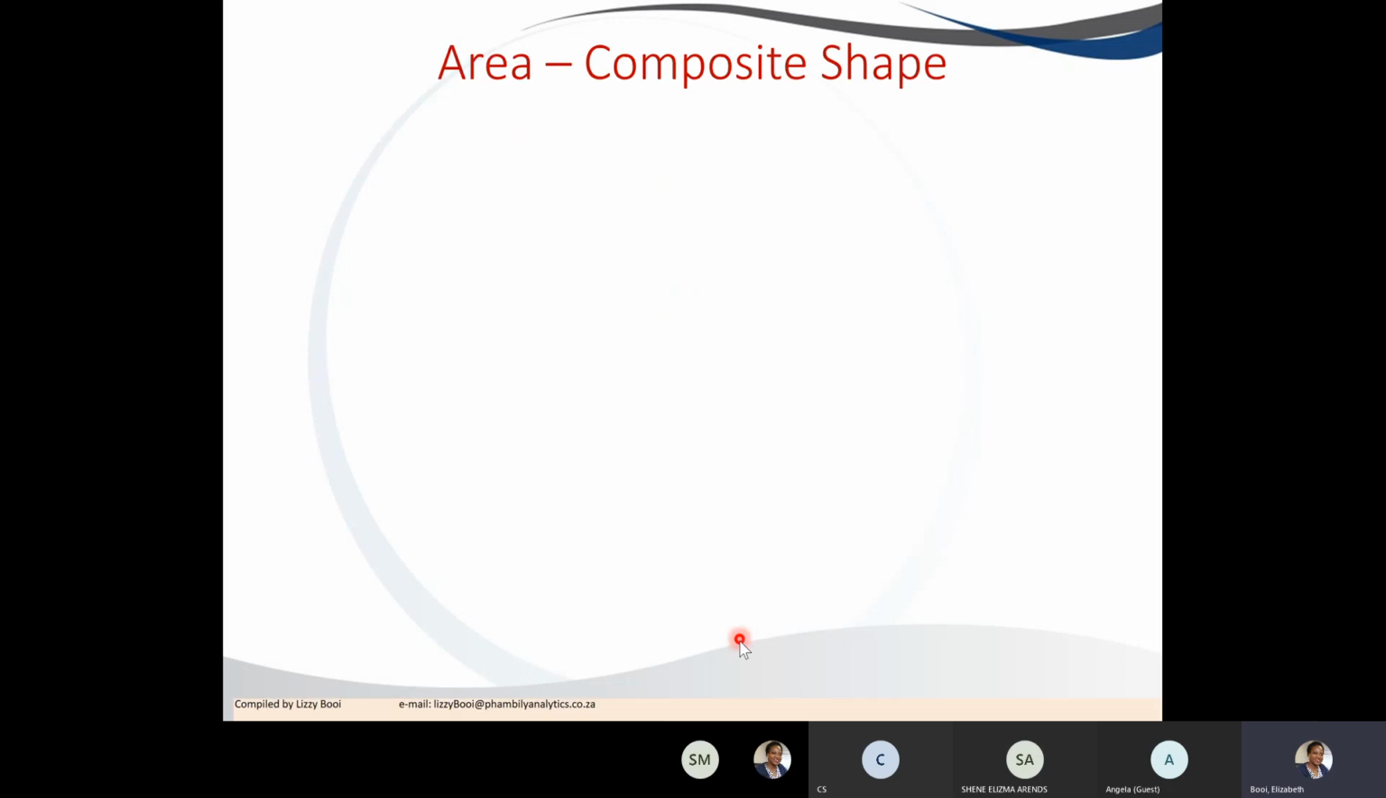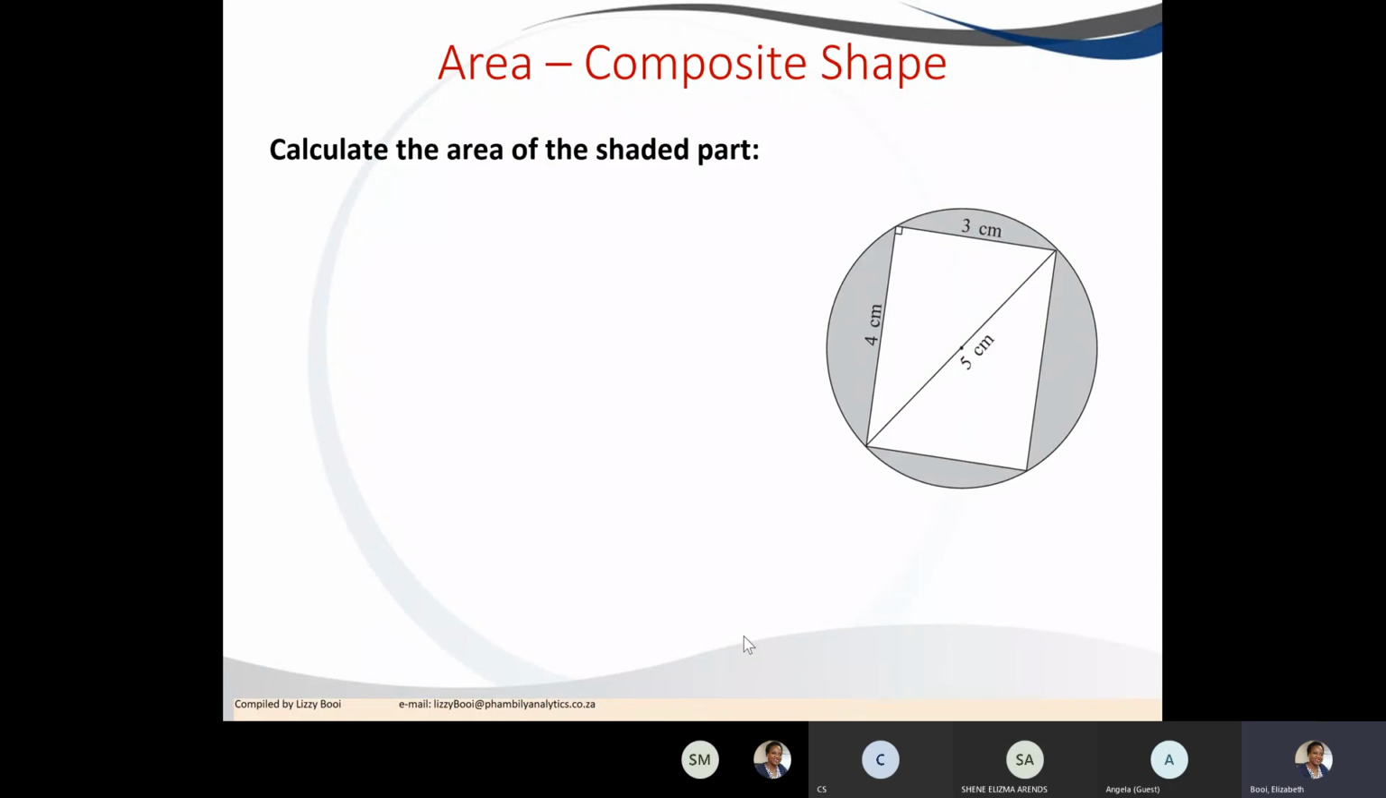Okay, if there are no questions, then let's look at when we are given a composite shape. If we are given a composite shape which looks like this, therefore we have two shapes in one. So there is a circle, and inside the circle there is a rectangle. And we are given the white shaded area.